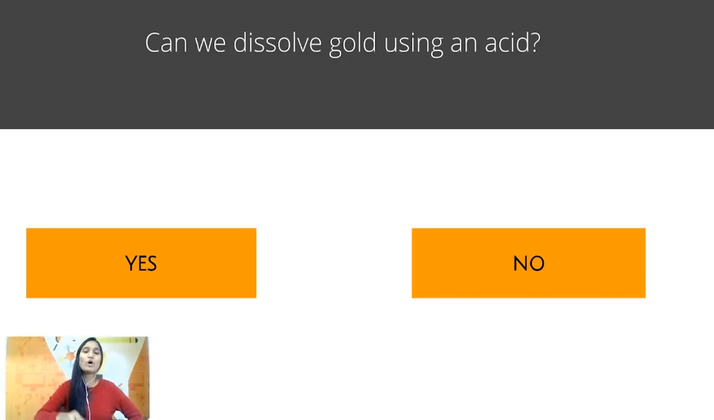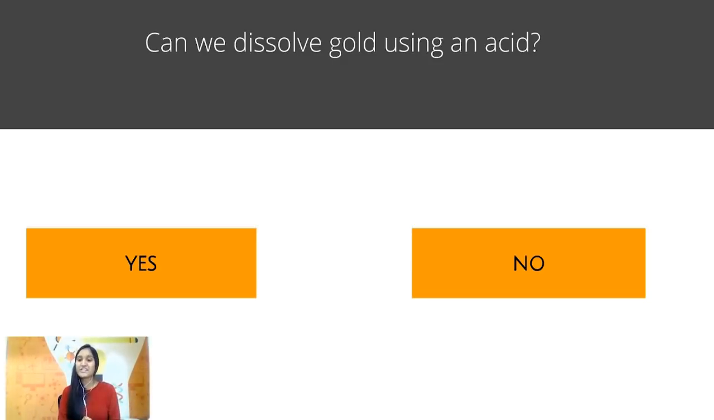Well, there we go with another question on the screen, and I want you to answer it. Can we dissolve gold using an acid? I read the question so that we are clear about it. Can we dissolve gold using an acid? You have 10 seconds. Just say yes or no. You should know the reason. Again, don't do guesswork. Yes or no.